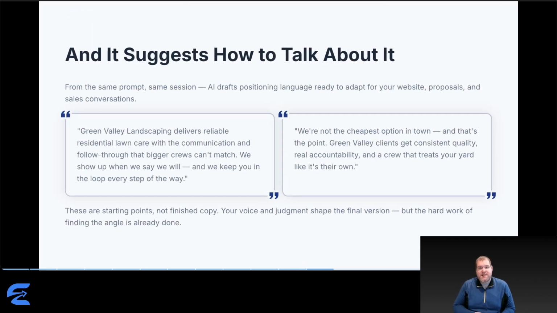From the same prompt, same session, AI drafts positioning language. Green Valley Landscaping delivers reliable residential lawn care with the communication and follow through that bigger crews can't match. We're not the cheapest option in town, and that's the point. These aren't finished website copy, they're starting points. But the hard work, identifying the angle, finding the language that connects the differentiation opportunity to something a customer actually cares about, is already done. Your job is to shape it into your voice and verify that it reflects how you actually want to show up. That's a 15-minute task, not a 2-hour one.